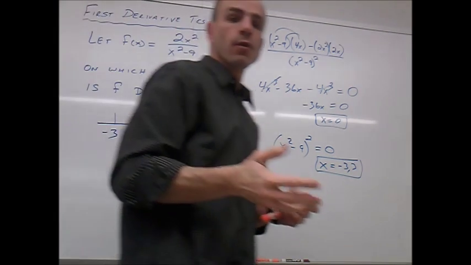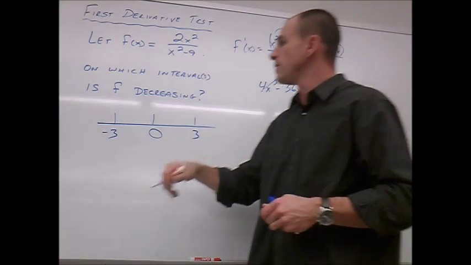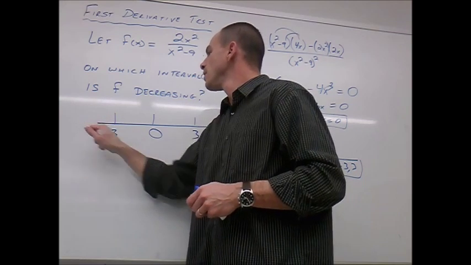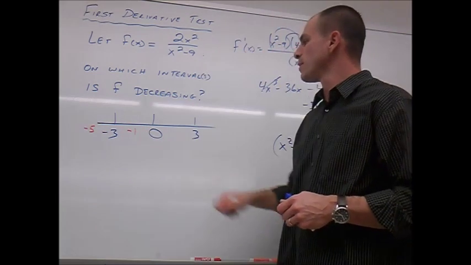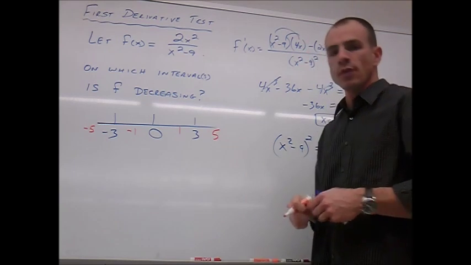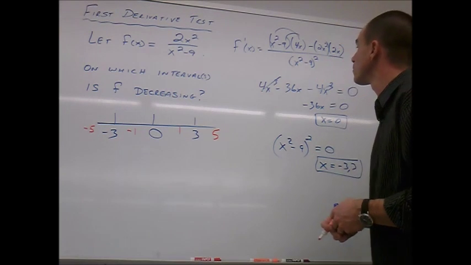Now there's 3 intervals, which means we have to pick 4 test values. Something to the left of negative 3, so let's just say negative 5, all right, over there. Negative 1 is between negative 3 and 0, 1 is between 0 and 3, and 5 is greater than 3. So we're going to take those 4 values, and we're going to plug them into the first derivative.